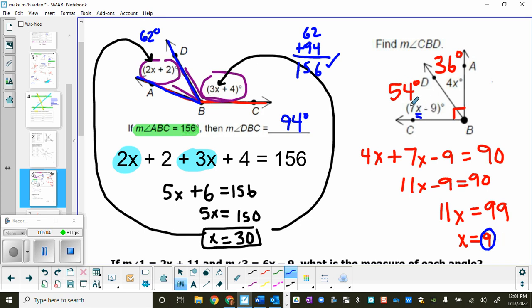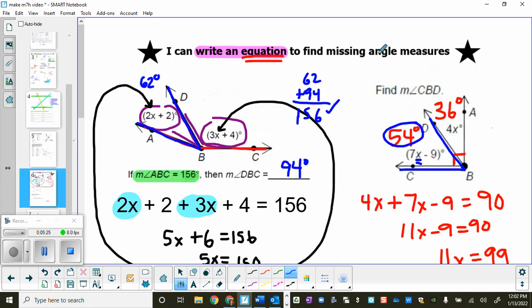So 7 times 9 would be 63. And if we took away 9, we do get the 54. So no matter how I look at it, I know I've plugged this in correctly. This is definitely going to work out. And the measure of angle CBE, which is right here, would be 54 degrees.